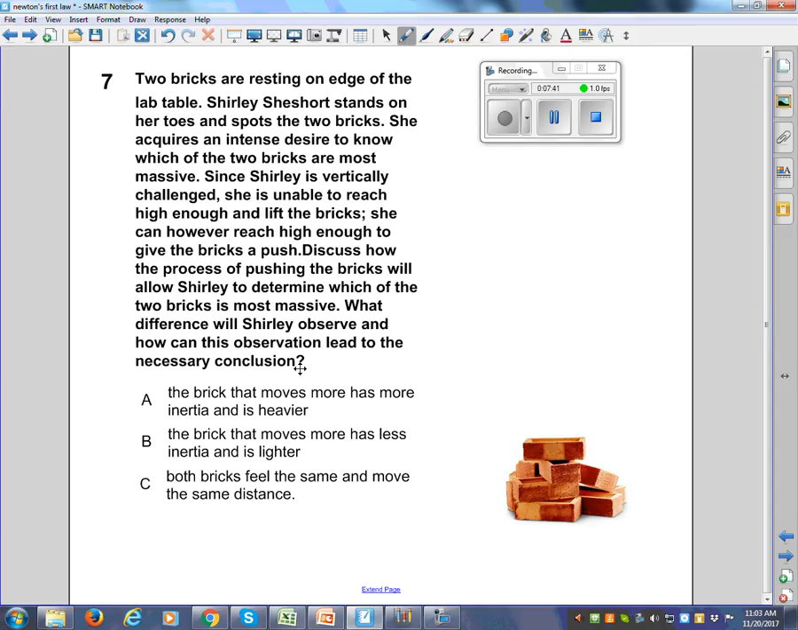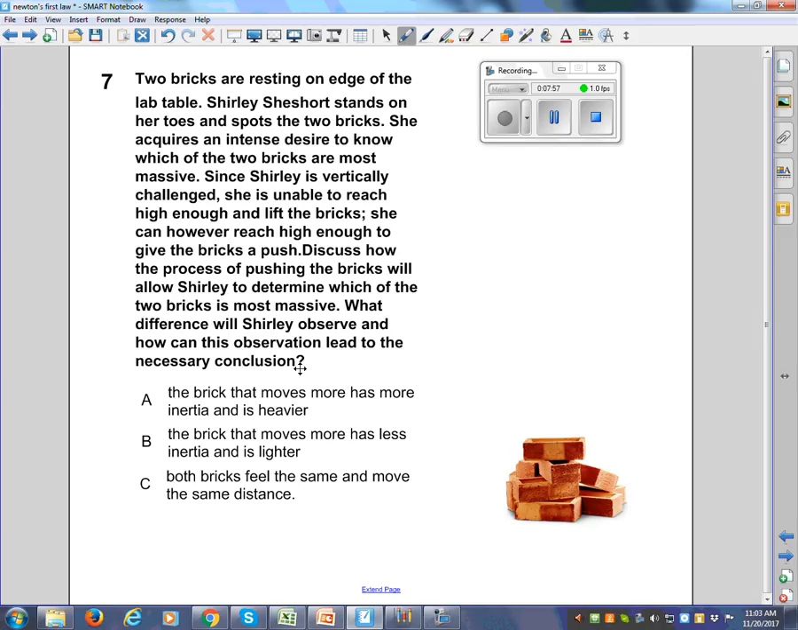Since Shirley is vertically challenged, that's code for short, she is unable to reach high enough and lift the brick. She can, however, reach high enough to give the bricks a push. Discuss how the process of pushing the bricks will allow Shirley to determine which of the two bricks is most massive. What difference will Shirley observe, and how can this observation lead to the necessary conclusion?